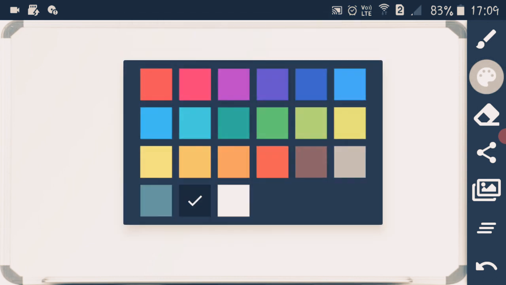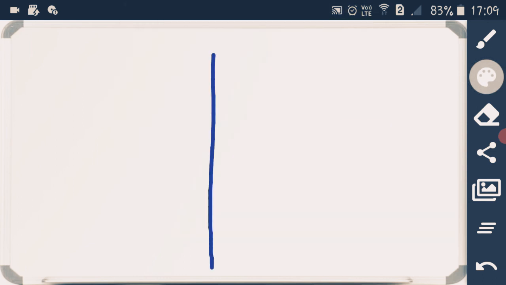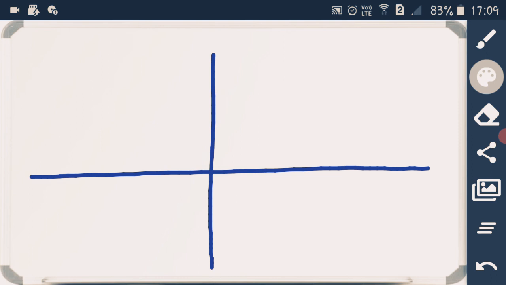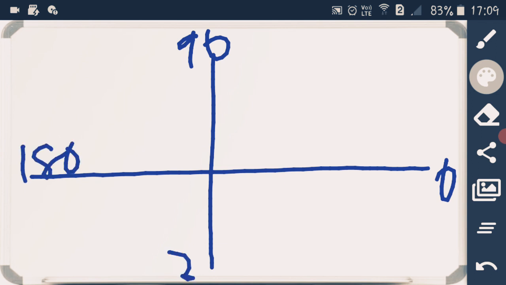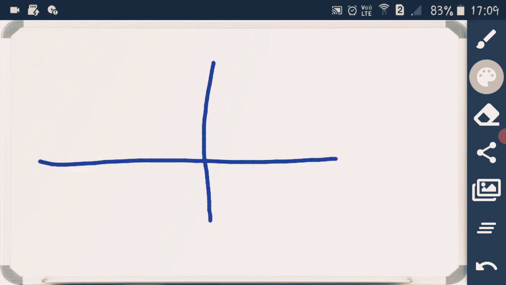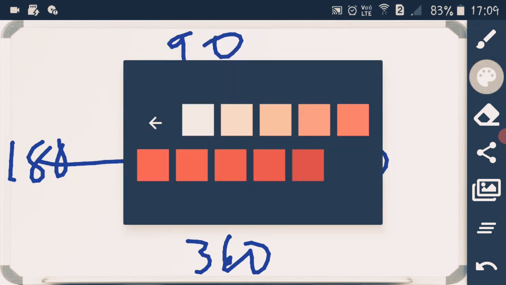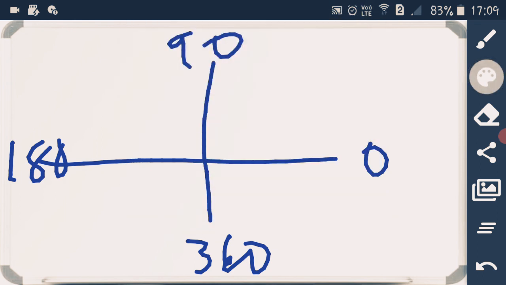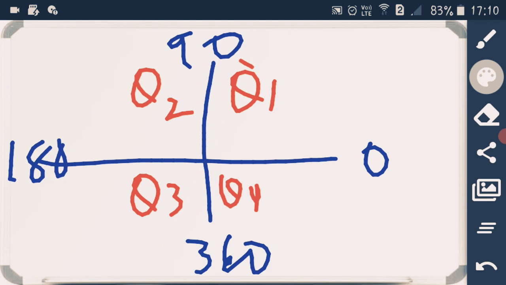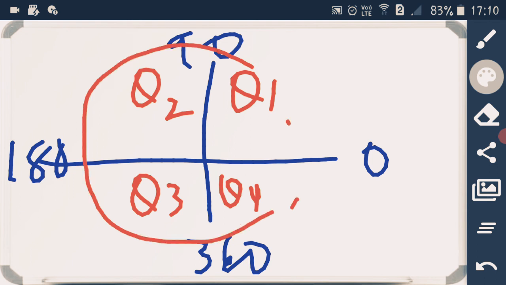So let me draw this for you. Suppose this is the x-axis and y-axis. We should know this is 0 degrees, this is 90 degrees above, this is 180, and this is 360. Okay, let me just draw it small: 360, 0, 90 and 180. Clear? Now this is quadrant 1, this is quadrant 2, quadrant 3, quadrant 4. You need to go in this way. Don't write quadrant 1 here, quadrant 2 here, quadrant 3 here. This will go wrong.